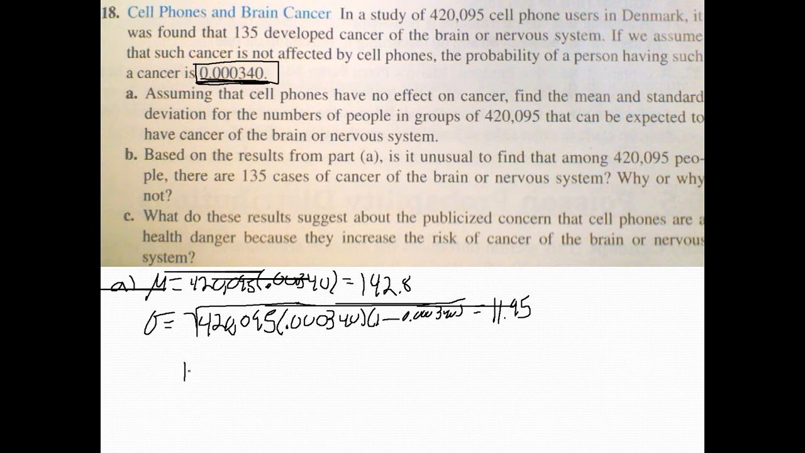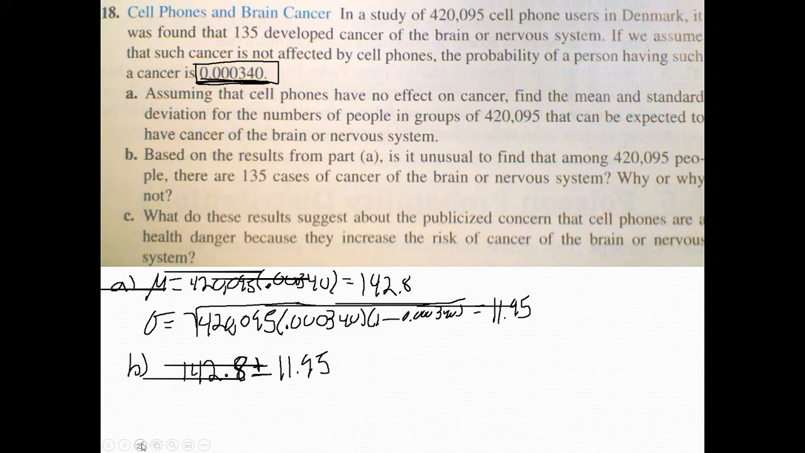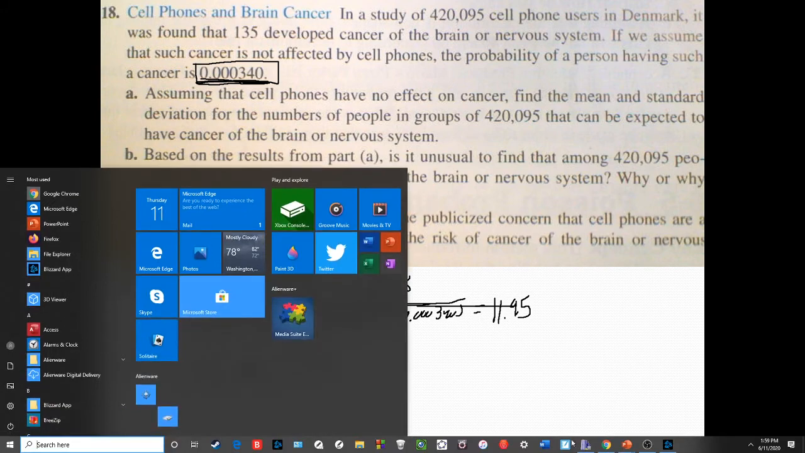So we have 142.8 we would expect. So part B says, is this 135 thing usual or not? So it's going to be plus or minus 11.95. So plus to get the high amount of unusually high, and then minus to get the low amount of unusually low. So let's go ahead and figure out what this would be here. Let me get erasing those lines again.